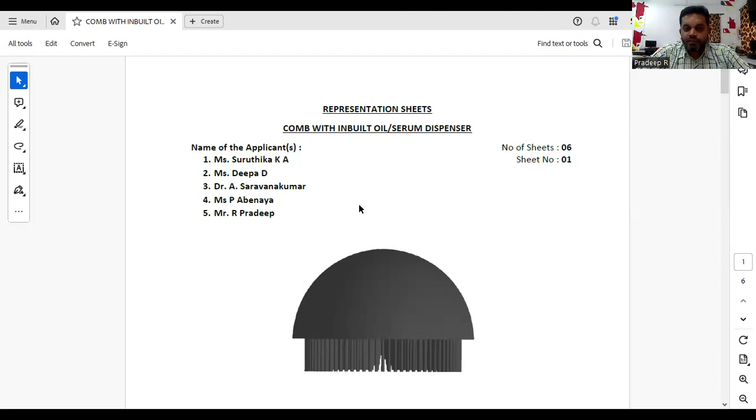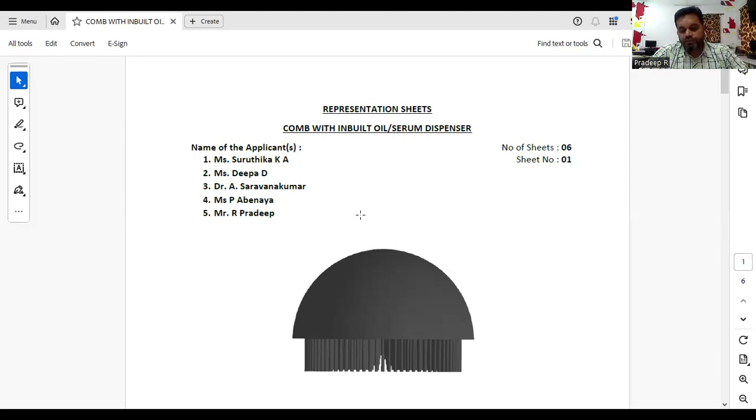Normally, people who go for a job, particularly ladies, find it difficult to apply oil or serum in the morning because they have to make their child ready, they have to make their husband ready. So this has been identified by one of our faculty, and they did a patent on this, a small patent, a comb with an oil or a serum dispenser. It's a very simple one.